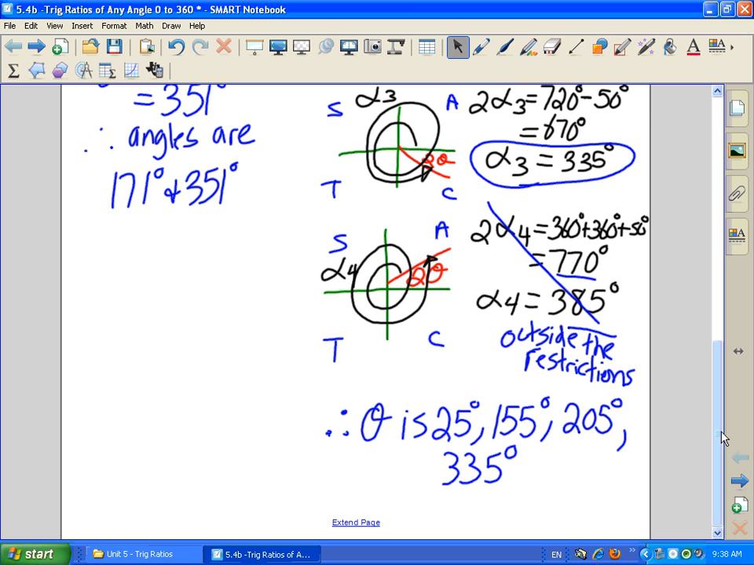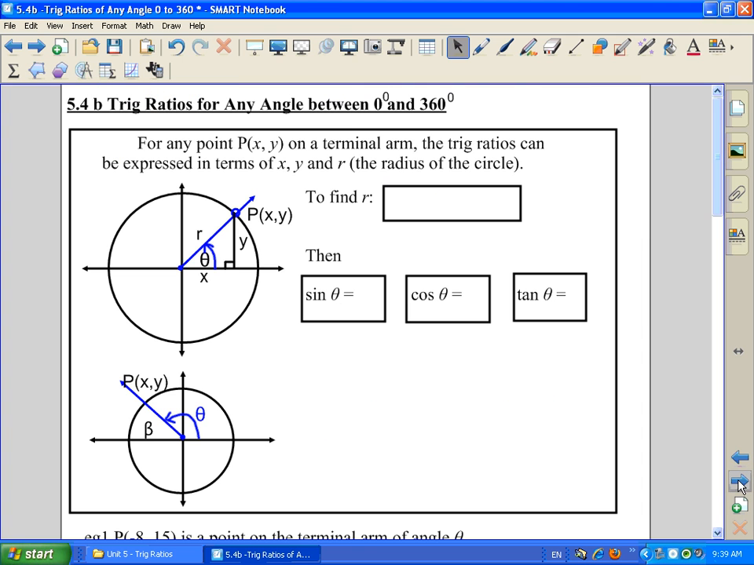All right, let's take a look at today's lesson, ladies and gentlemen. Today we're expanding upon our CAST rule, but we're going to use a point instead of a reference angle to help us get started. So let's take a look here.